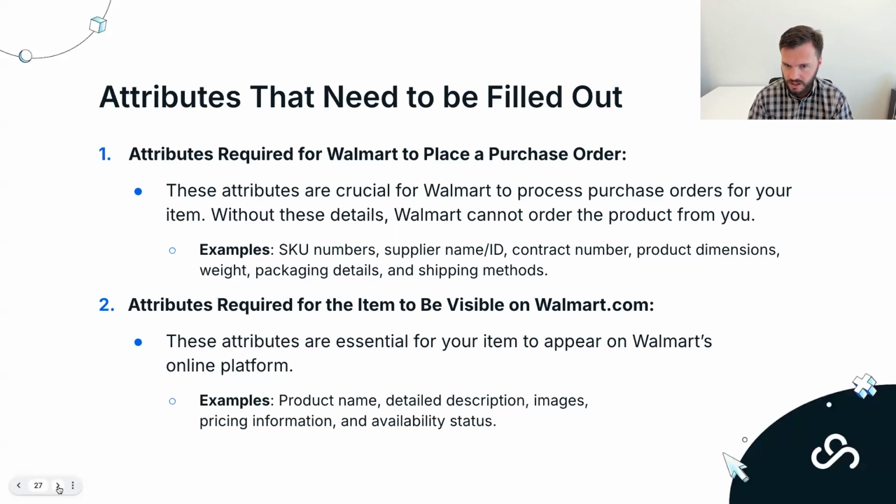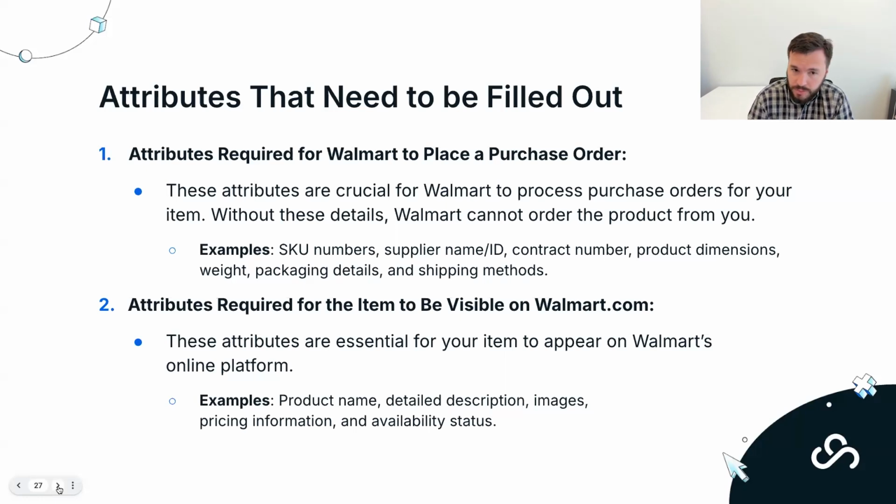But again, I really wanted to call out these ones in particular: the shipping methods, the packaging details, the weight, product dimensions, contact number. All of this is really important for making sure that you actually get the amount of money that you and Walmart have agreed on beforehand.